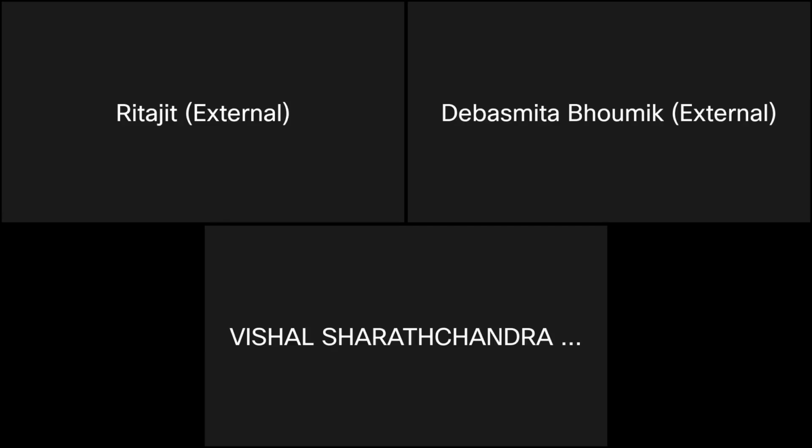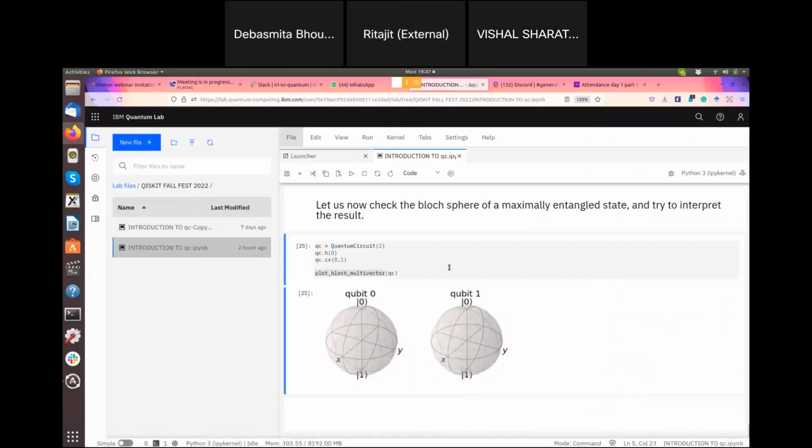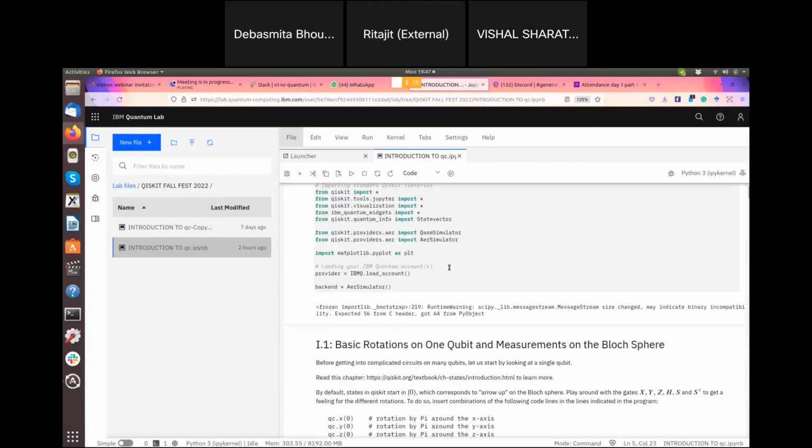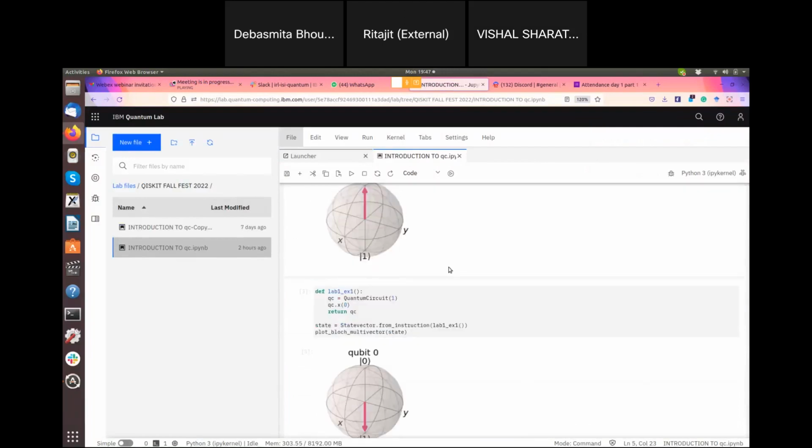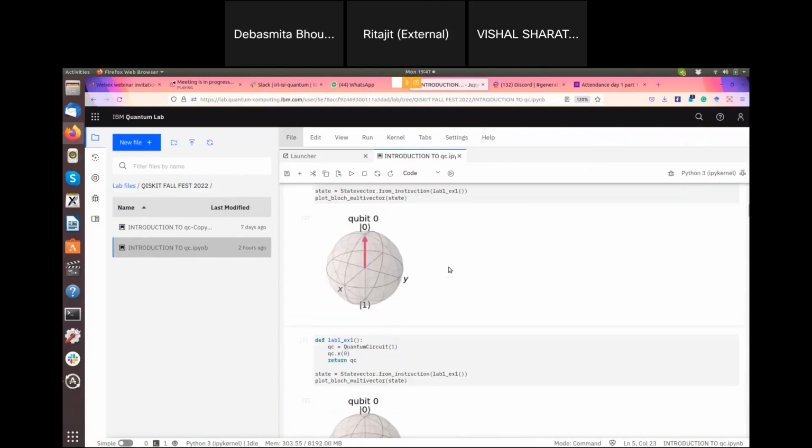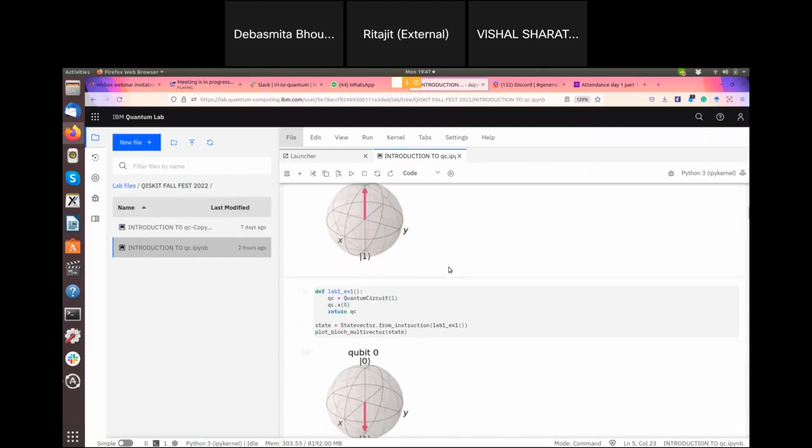So, Debasmita, do you want to take it? Okay, let me share the screen, and you can continue. While Debasmita is sharing the screen, the Bloch sphere representation and maybe density matrix is something that the speakers tomorrow will cover in a bit more detail, and perhaps then it will be even more clearer to you why they are polar opposites and not 90 degrees. But if Debasmita wants to add something.